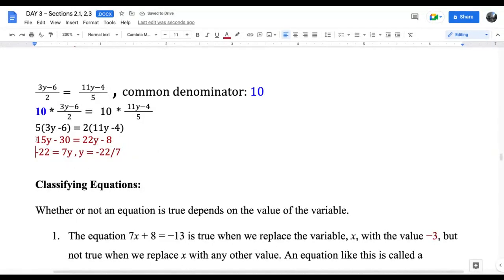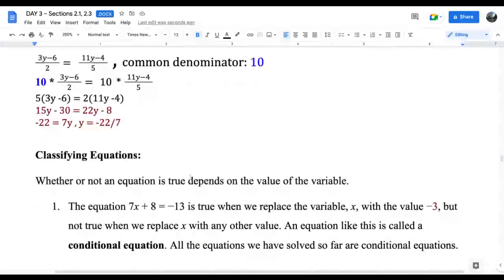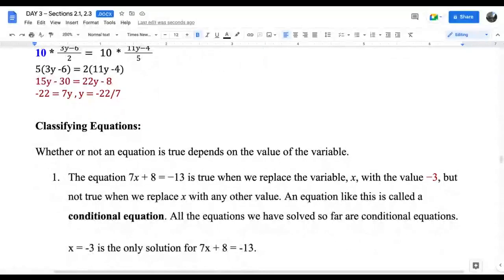Then we can move 15y to the right-hand side, and it becomes negative. So 22 minus 15 is 7, 7 times y. We move negative 8 to the left-hand side and it becomes positive. Negative 30 plus 8 becomes negative 22. Then we divide by 7 on both sides. So y equals negative 22 divided by 7. If anyone has any questions, feel free to stop me.